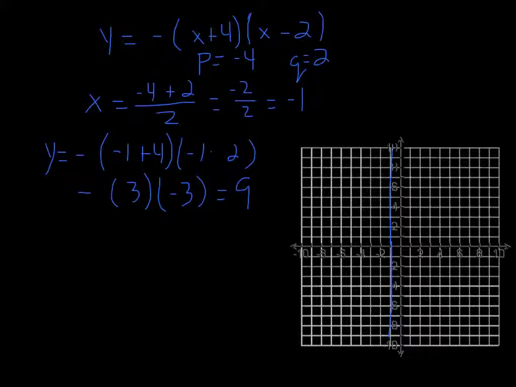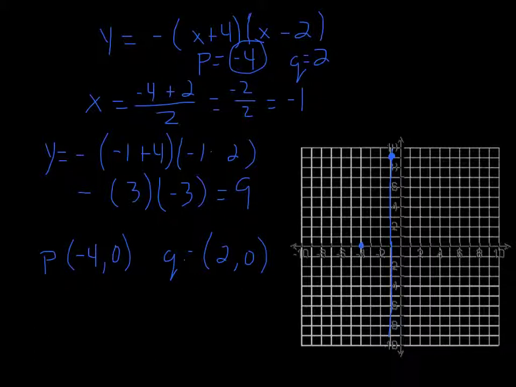Wow. So we're going to go up here a little ways, see if I can get these right. So there is our vertex all the way up there at the top. Then our p is negative 4, so our p-intercept is negative 4, 0. And our q-intercept is 2, 0. So we're going to go all the way over here, negative 4 and positive 2, and then we can connect them.